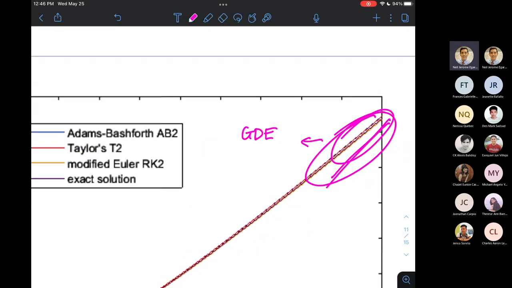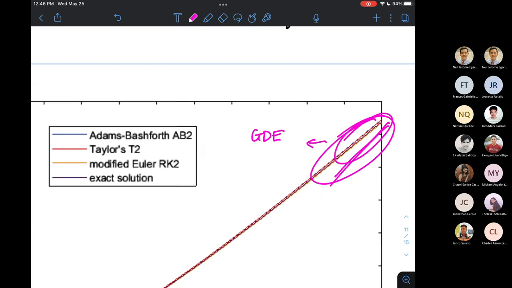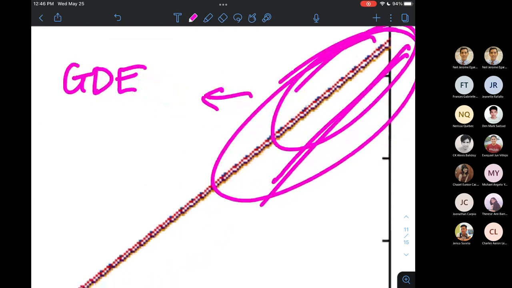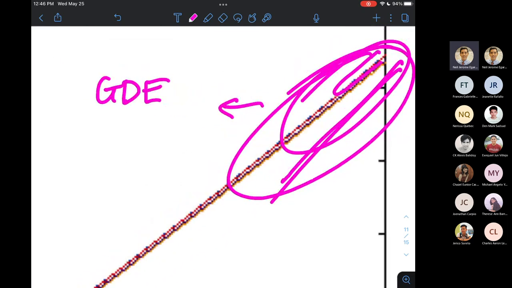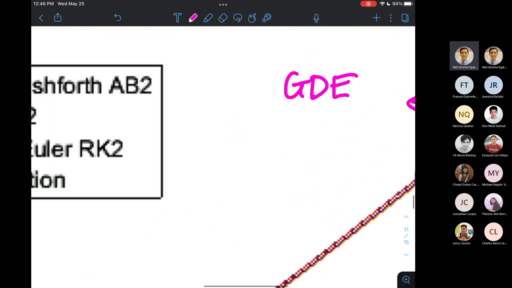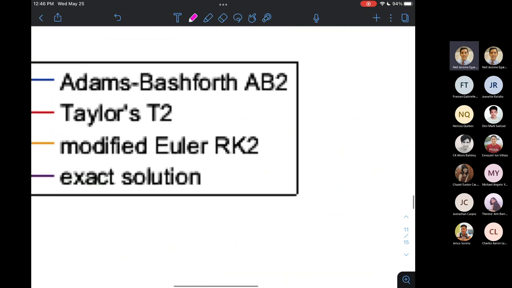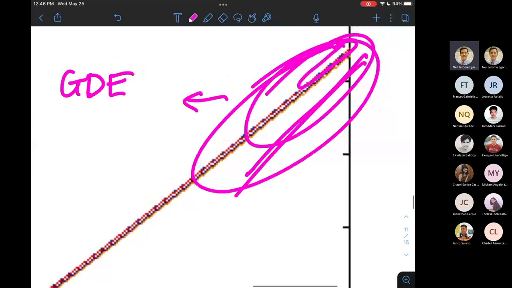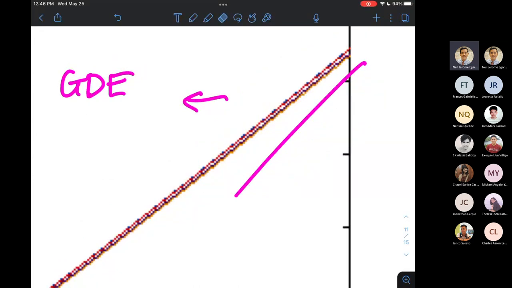Ano? So ano nga ba yung maganda? Si Adams-Bashforth ay kulay blue. And nag-overlap na siya dun sa color red, which is basically Taylor's of order 2, medyo nagkaroon siya ng deviation dun sa actual solution. You know? Because that's understandable, kasi sa bawat isang run, o sa bawat time step, dalawang previous value yung ginagamit natin mula kay AB2. So understandable na medyo mas malaki siguro yung global discretization error ni AB2.